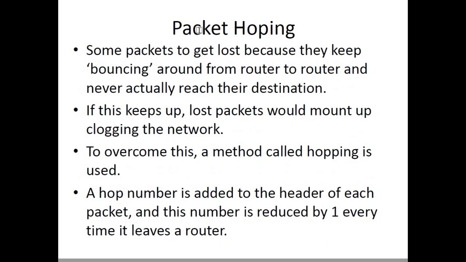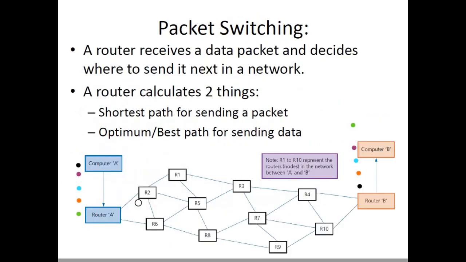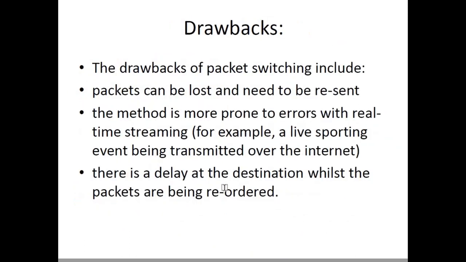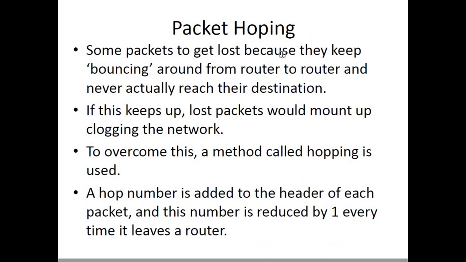So what happens is that since each router decides where to send the next packet, sometimes the packets are sent too far away from R4. Okay, like see, this packet has traveled almost the whole network. This is a waste of resources. We do not want our packets to randomly travel from one router to another endlessly. Some packets get lost because they keep bouncing around from router to router and never actually reach their destination.